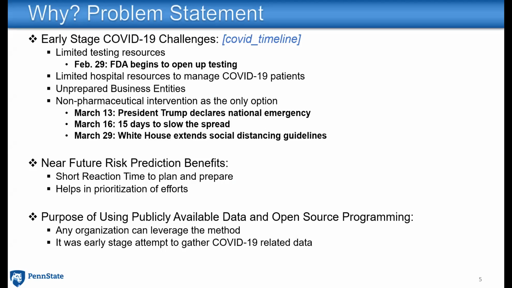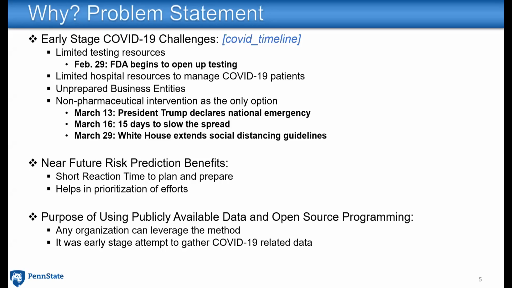Why this problem statement? So let's go back and look at each component, what it brings to the problem statement. So if you look at early stage COVID-19 challenges, there were limited testing resources. On February 29, FDA began to open up testing. And again, we just heard there are still limited testing resources in rural USA. Back then, there were limited testing resources even in urban areas.